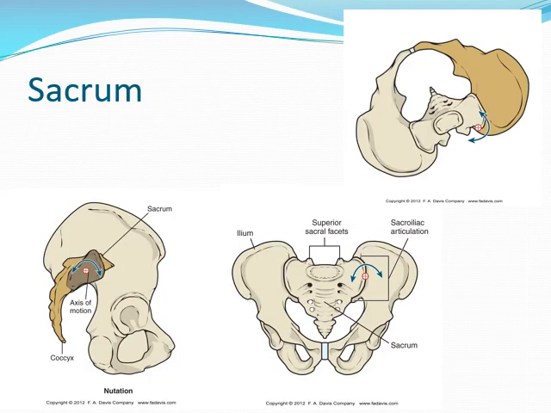So that takes us down into the sacrum. So if we look at the sacrum, the sacroiliac joint is a diarthrodial joint. It's a plane joint, okay? It's going to have 3 degrees of freedom of motion.